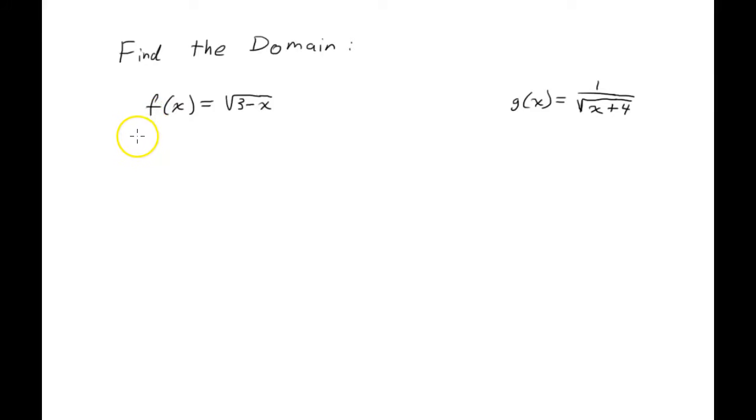In this video, we'll be finding the domain of a couple of functions. The first one is f of x equals the square root of 3 minus x. And I like to think about the domain as everything that we cannot let x be. So in this function here, we cannot let x be something that would make this radicand, that's the expression under the radical, we cannot let the radicand be negative.